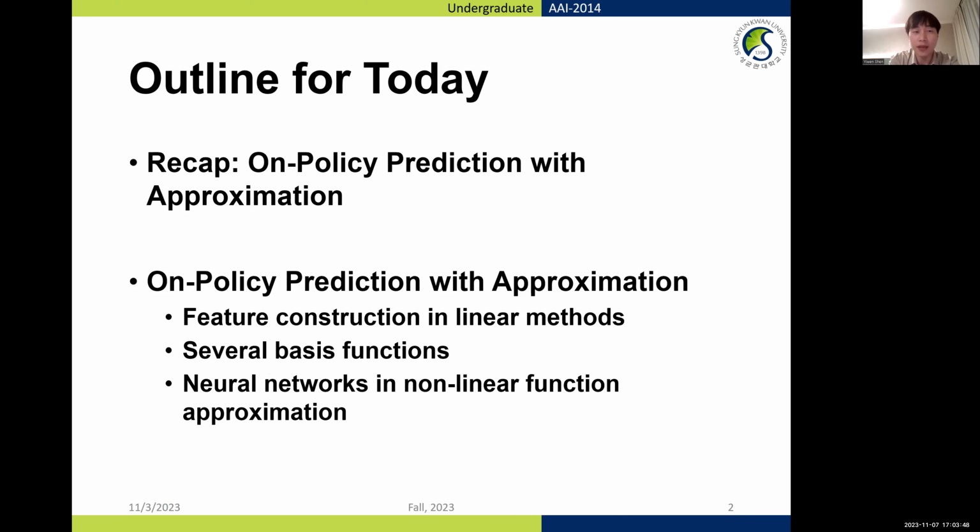Especially, we're going to learn how we can build the features, which is feature construction. How we can use the linear method to compute features. And in the linear method, there could be several basis functions. We're going to learn those functions. And after that, we're going to learn how we can approximate the prediction or value function, from a linear function to neural networks.